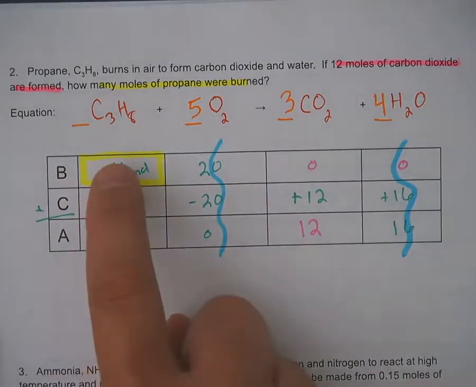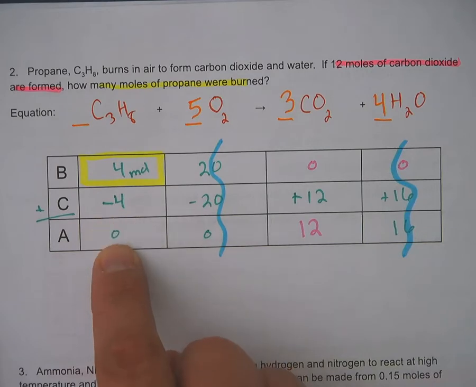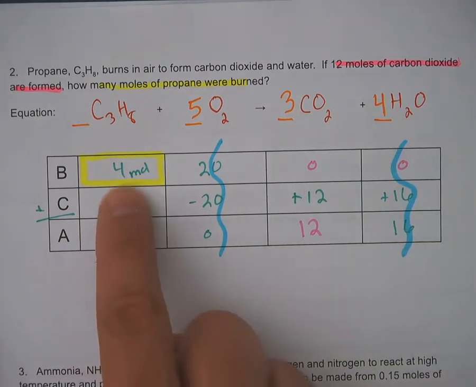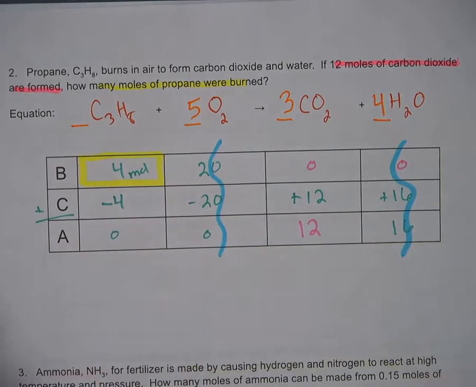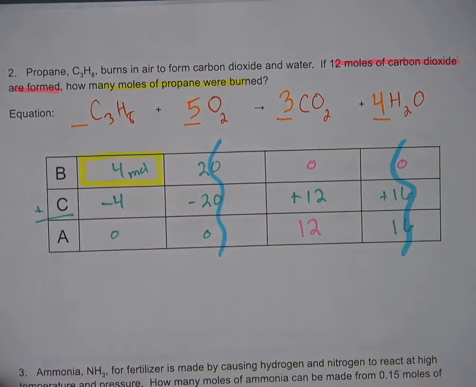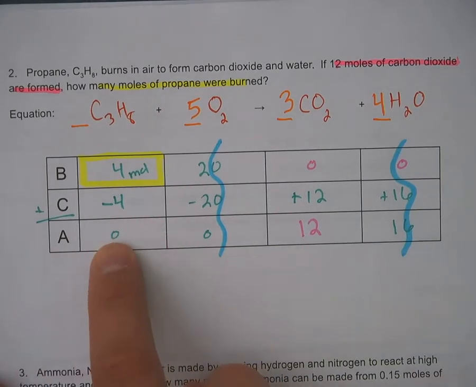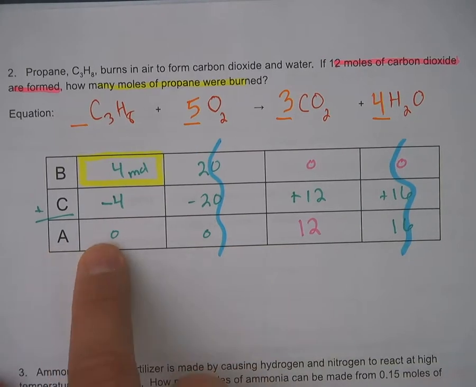And I had to figure out that 4 plus -4 equals 0. So I kind of worked backwards with some algebra that the B plus the C always has to add up to A. And maybe it wasn't so obvious, but we're asking, if we burned all the propane and we had no propane left over after, how much we'd have.